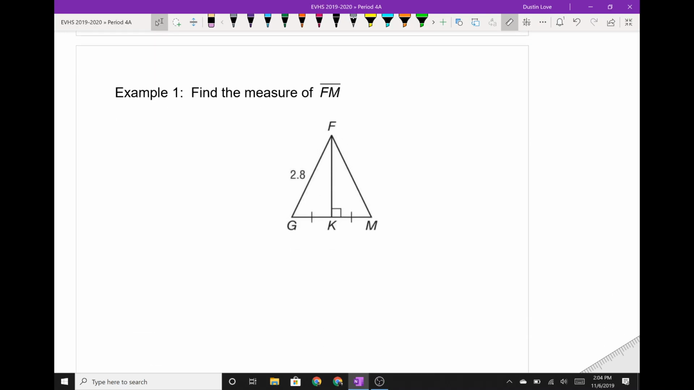So, let's find the measure of segment FM. Notice I am not told anything about this triangle other than the fact that K is the midpoint of GM and that angle FKM is a right angle. So, doesn't it make sense then that FK is the perpendicular bisector of GM? Therefore, what do I know about GF and FM? They're congruent, therefore it's an isosceles triangle, and FM equals 2.8. Yay. Is that hard? No. Good. All right.